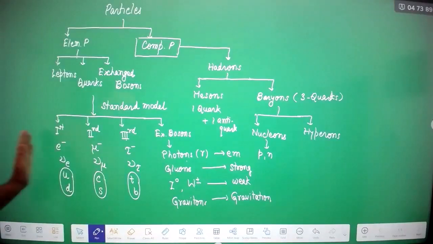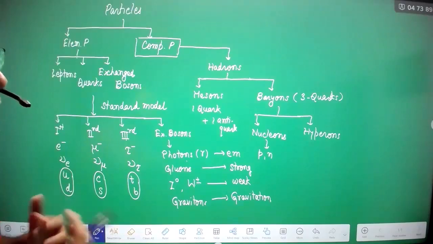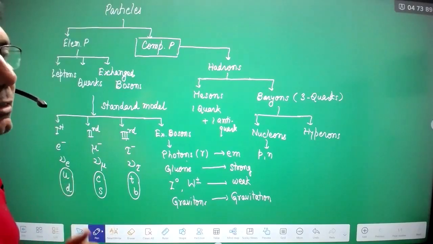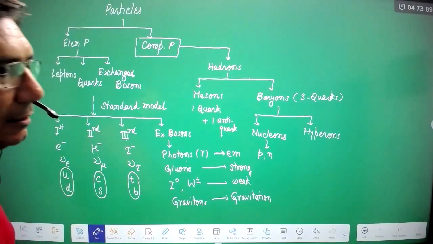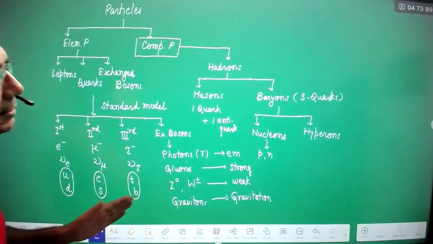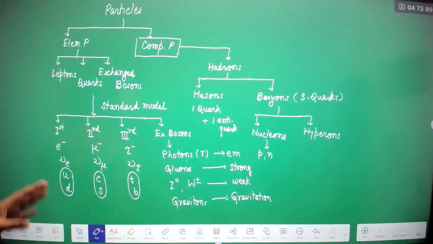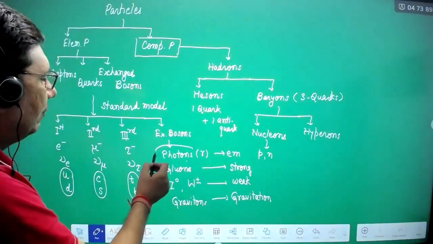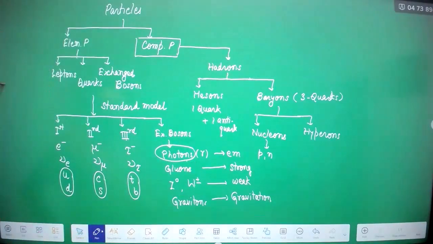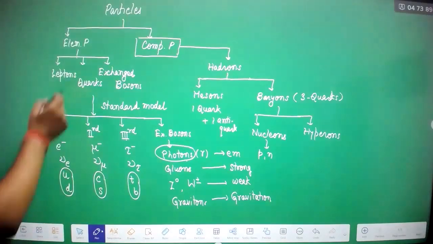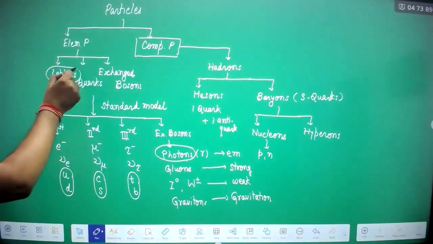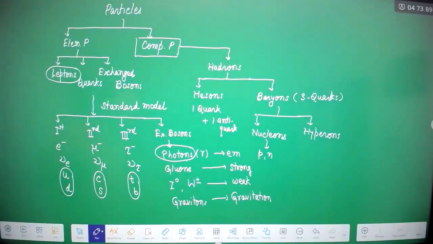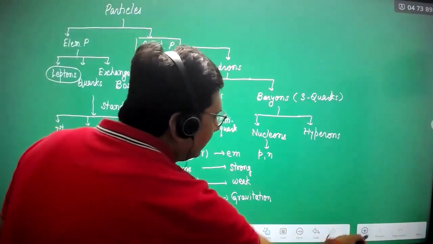So in the last class, I discussed how to start classifying these particles. Next, I started discussing different categories. I started with photons, and then I went to leptons. So I was at the discussion of leptons. The first category that I discussed was photons.